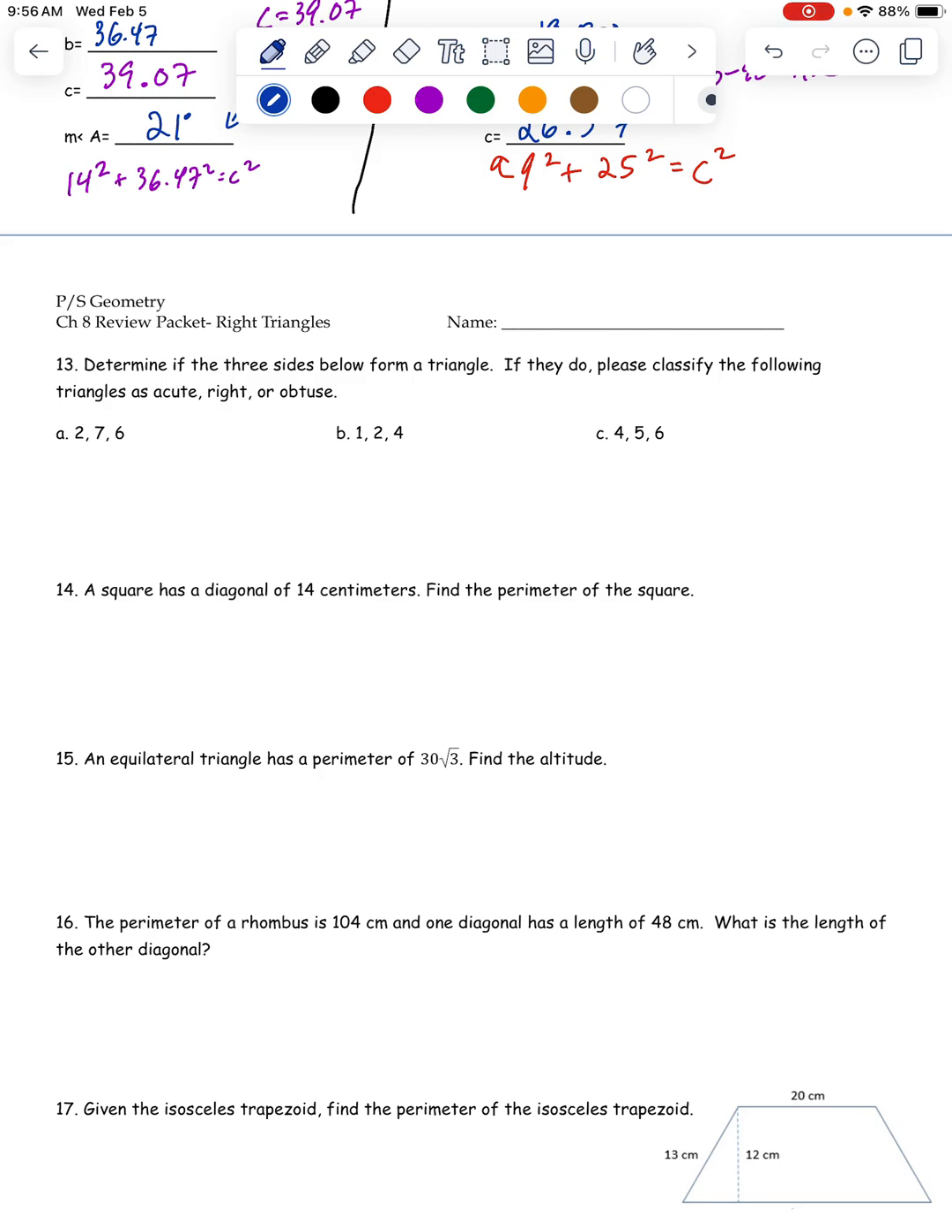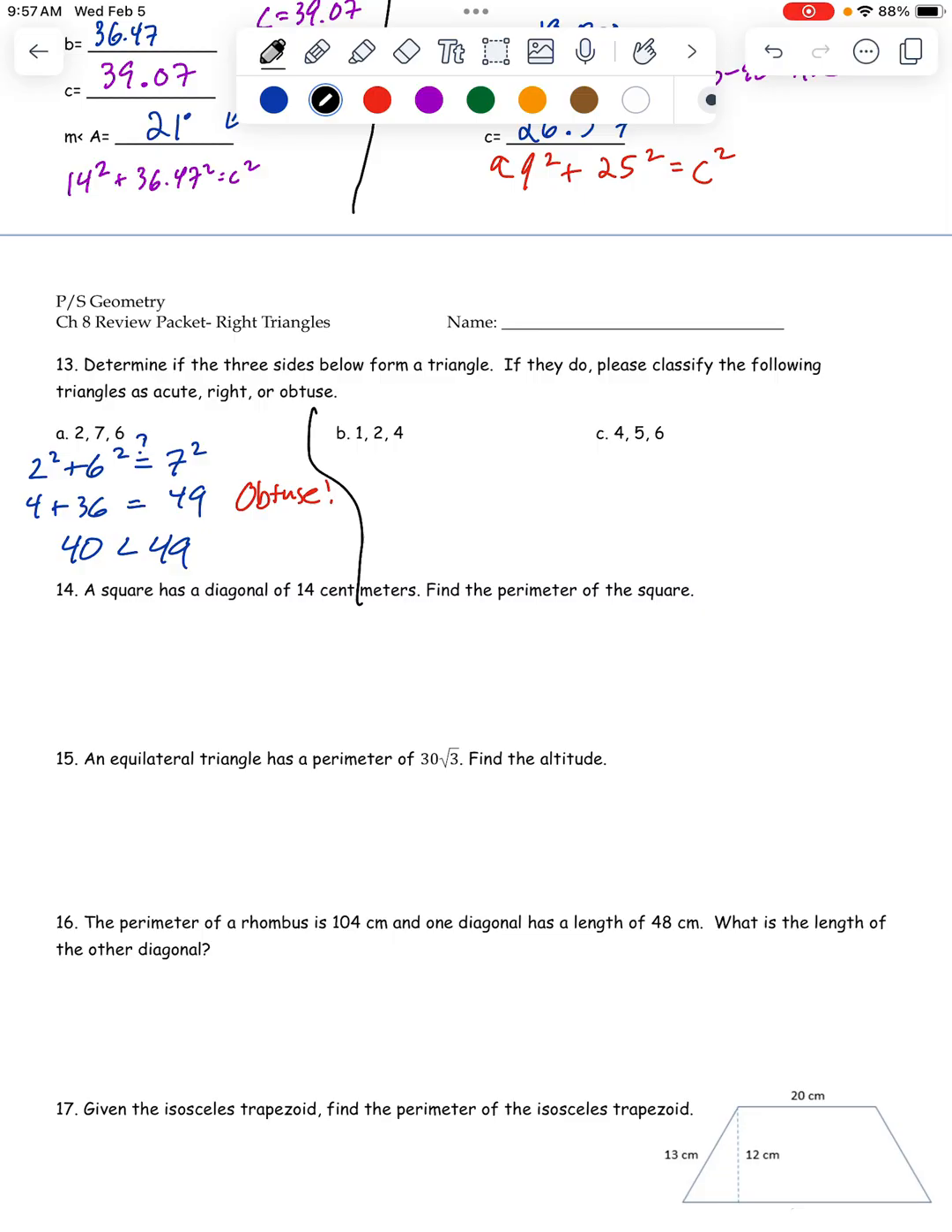Now, our biggest number is 7. So 7, some people do a little question mark here, is my C. So I do 4 plus 36. Does that equal 49? 4 plus 36 is 40, which is less than 49. So I have an obtuse triangle.